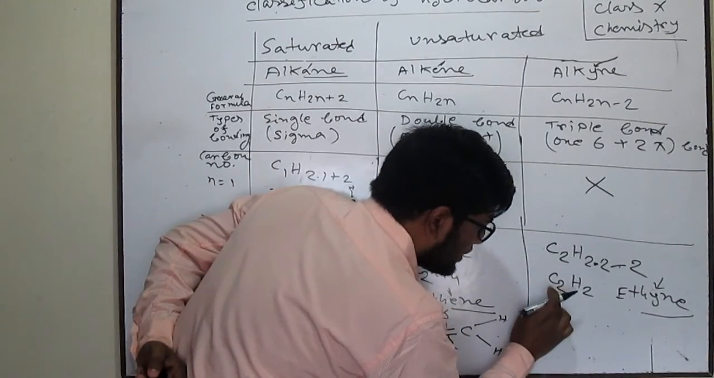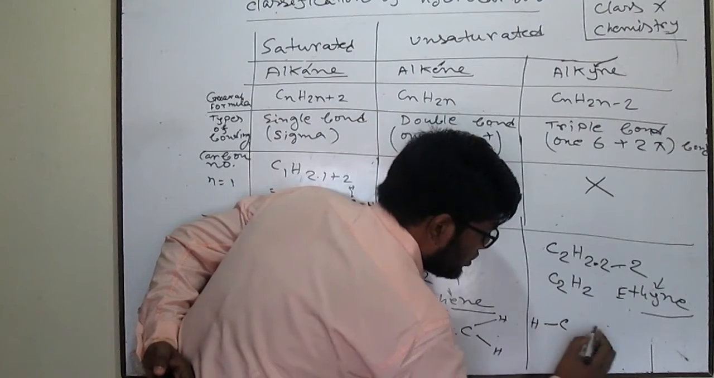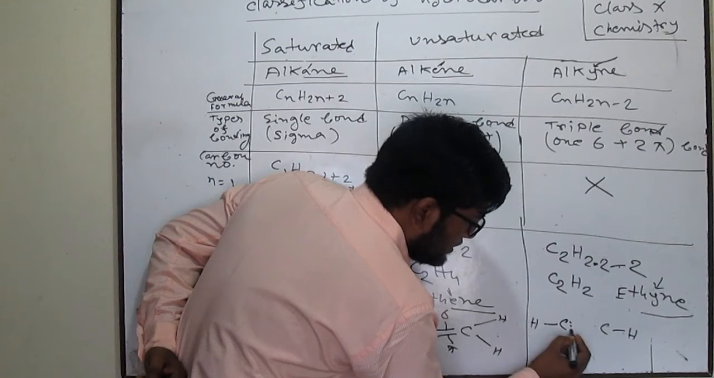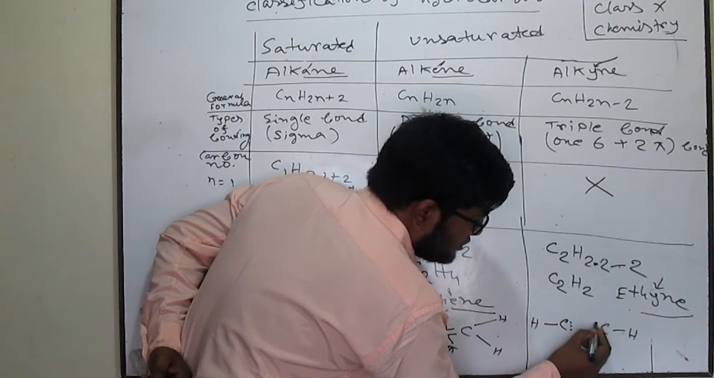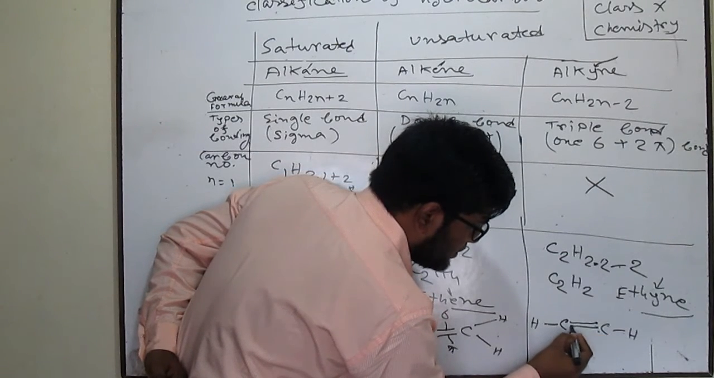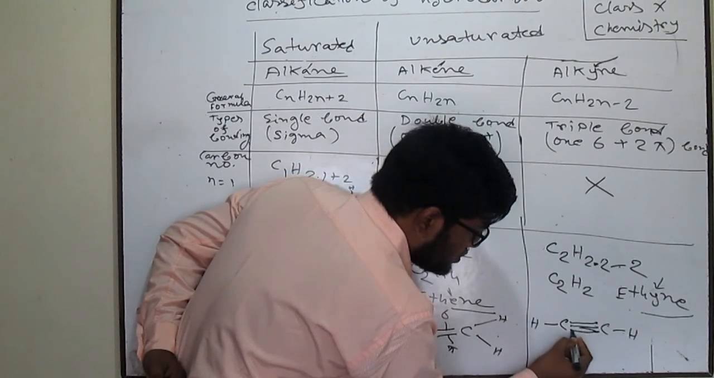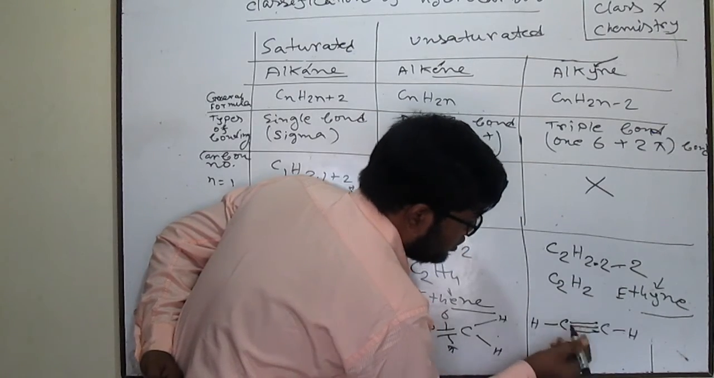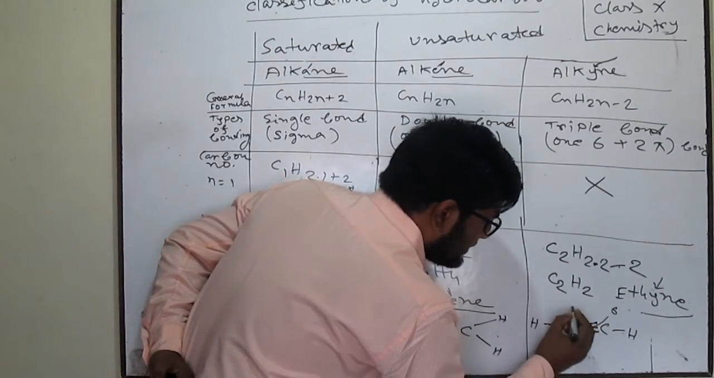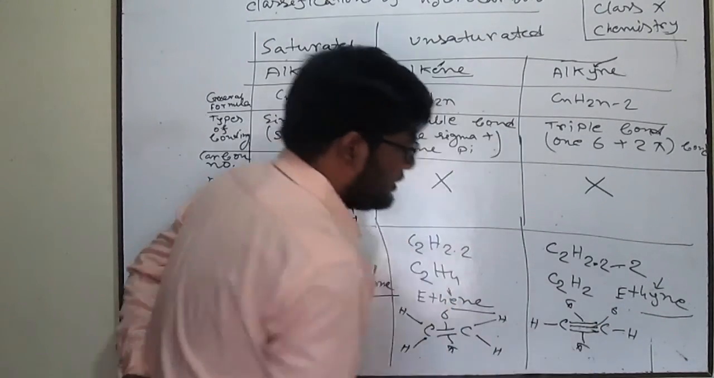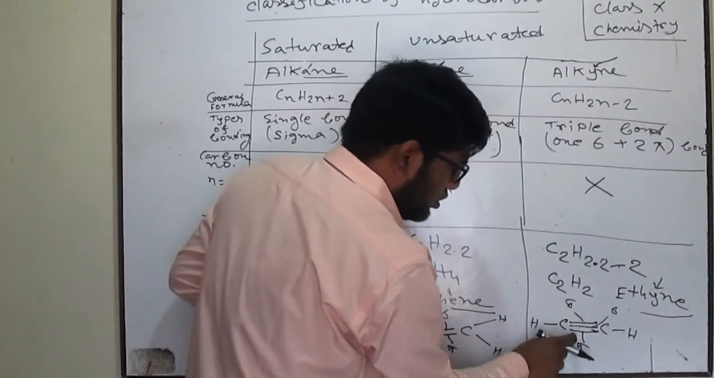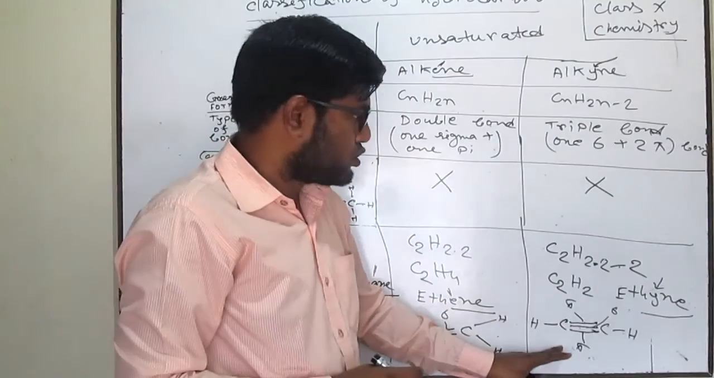So 2 carbons are attached to 2 hydrogen atoms. Each carbon has 3 extra electrons. So these 2 electrons make a bond, these 2 electrons make a bond, these 2 electrons make a bond. You know, in case of triple bond, one is sigma, another is pi, and the last one must be a pi bond. So in case of alkyne, there will be a triple bond.